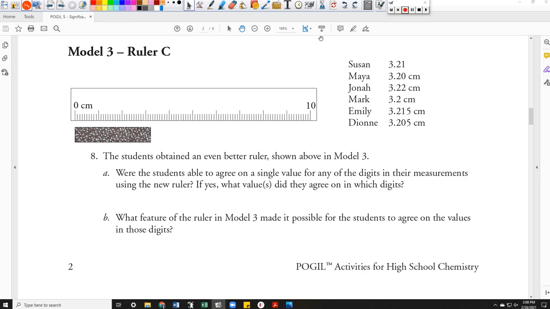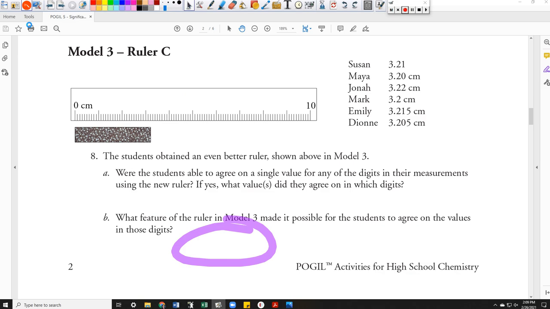So again, the ones and the 10th place. B, what feature of the ruler made it possible for the students to agree on the value of those digits? Love that. So make sure it's somehow right here in question 8. Somewhere right here. You want to mention something about the 0.1 marking. Okay, the 10th centimeter marking. That's the important part about all this. Okay?